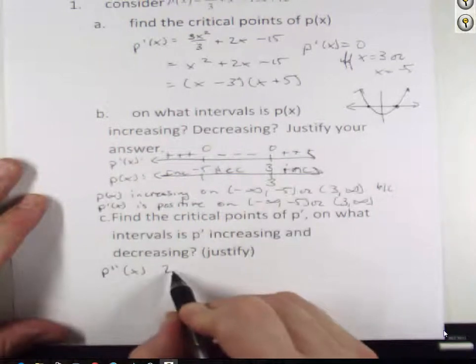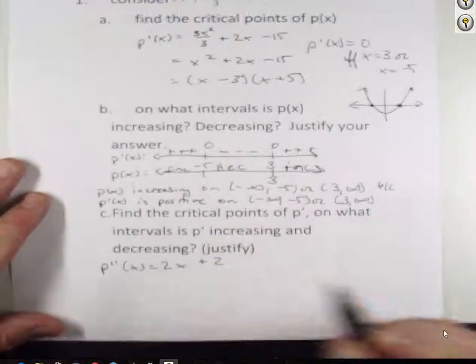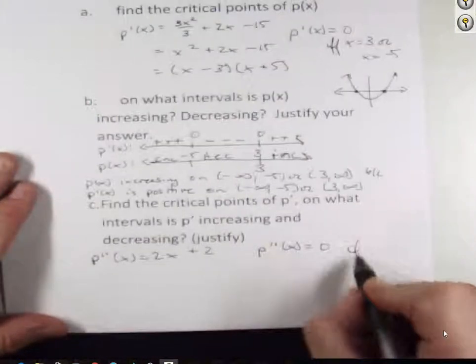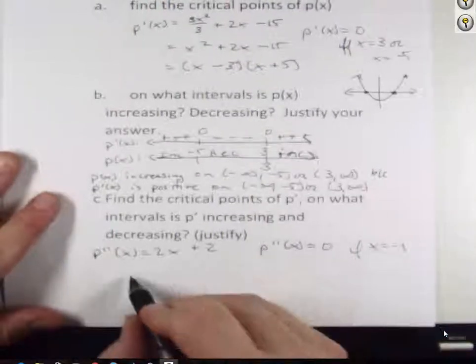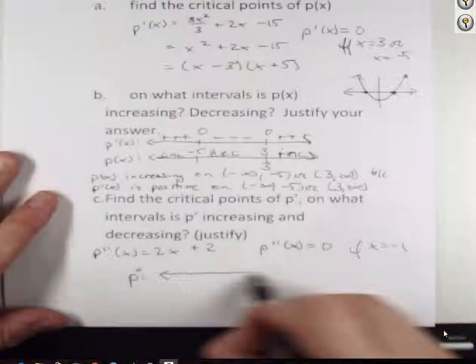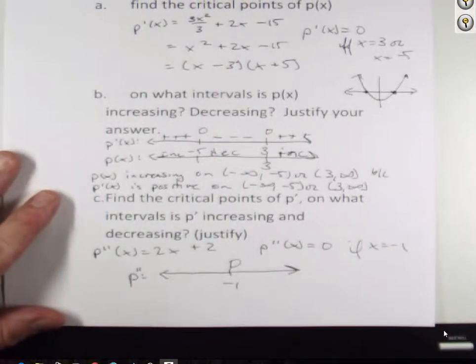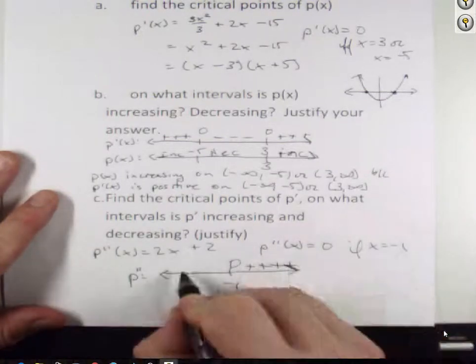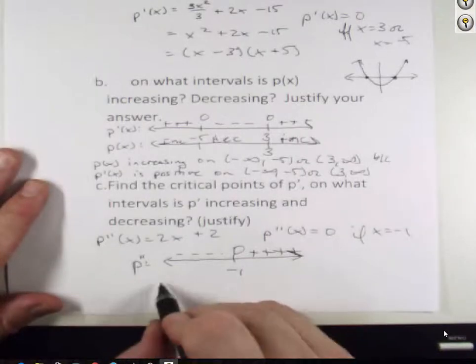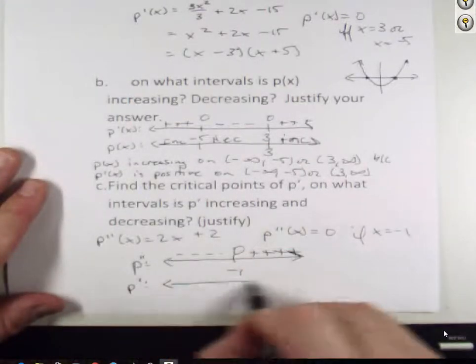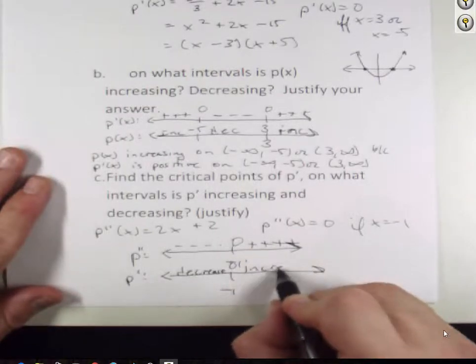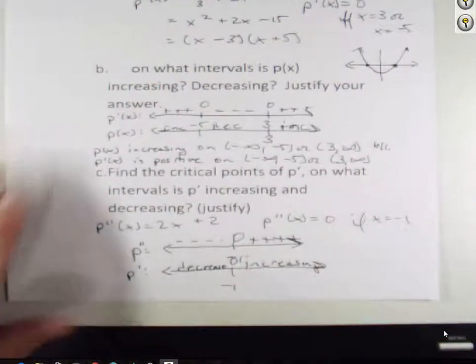The critical points of P prime are where P double prime is zero, so I need the second derivative. Let me see, I believe that's going to be 2x plus 2. P double prime exists everywhere. P double prime of x is 0 if x is minus 1. So I make my number line chart at negative 1. If I put anything greater than negative 1 in there, I get a positive; anything less is negative. So I know that P prime is decreasing from minus infinity to minus 1 and increasing thereafter. And I leave the sentences to you.